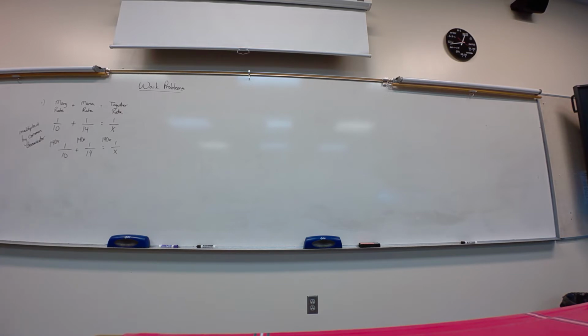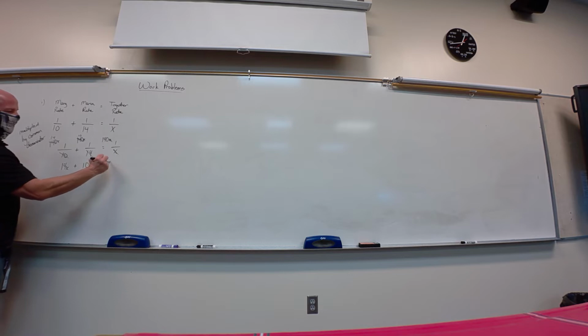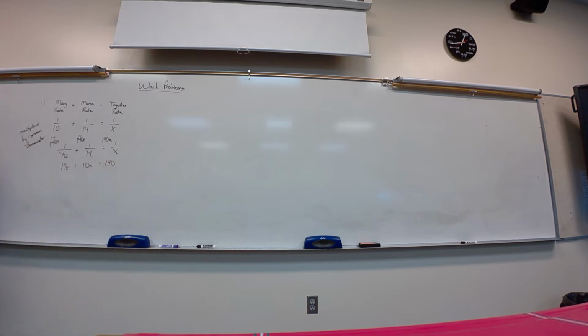Okay? So let's see, 10 goes in here 14 times. So we'd have 14x plus 14 goes in there 10 times, 10x. X cancels, 140. And remember when we got rid of the denominators, it gave us an easier equation to solve. It didn't make everything simple, but it was definitely easier than what we started with. Now we have a pretty quick equation here.